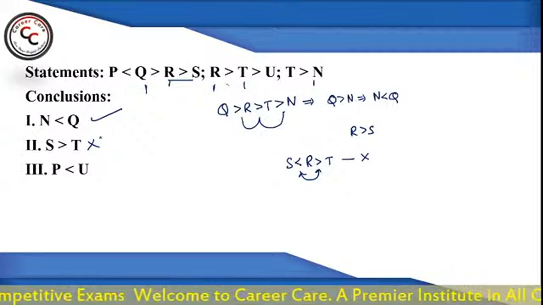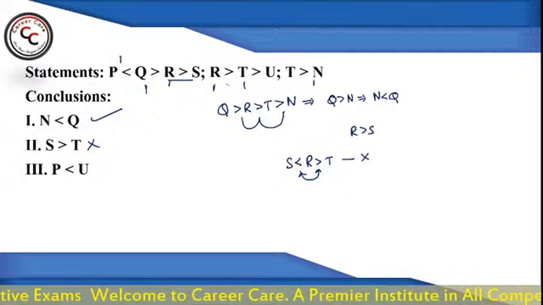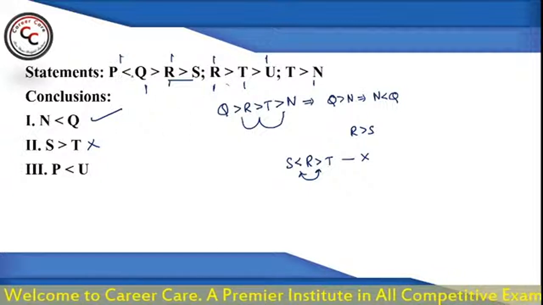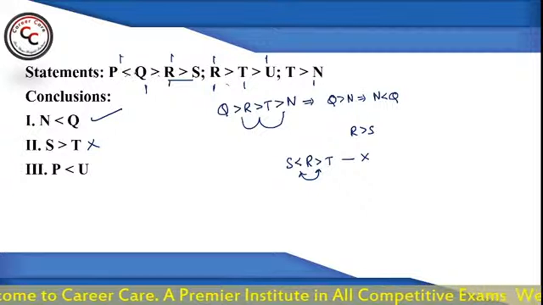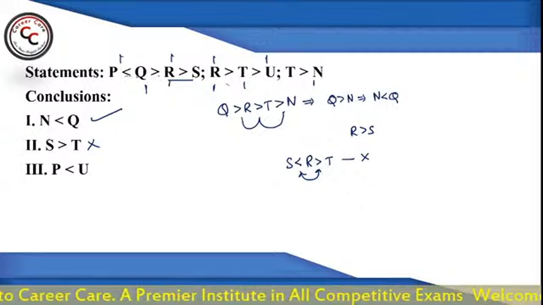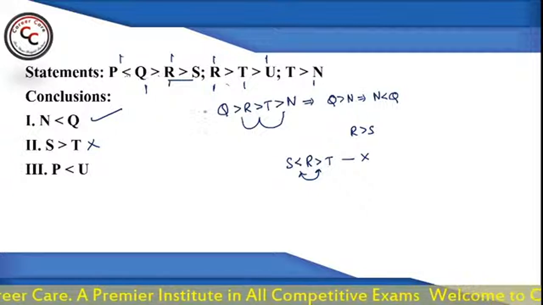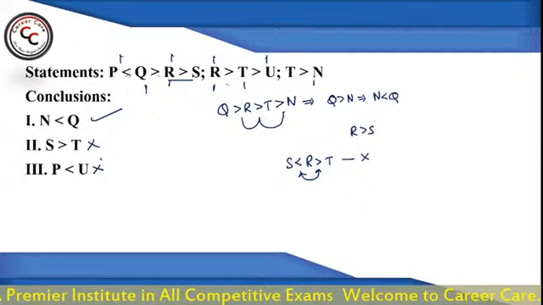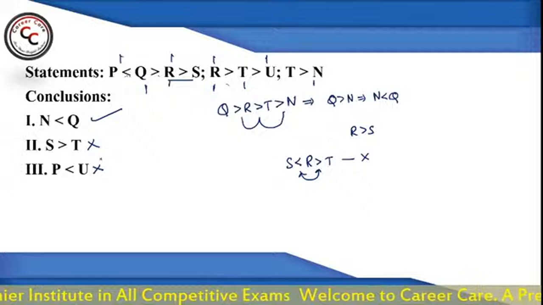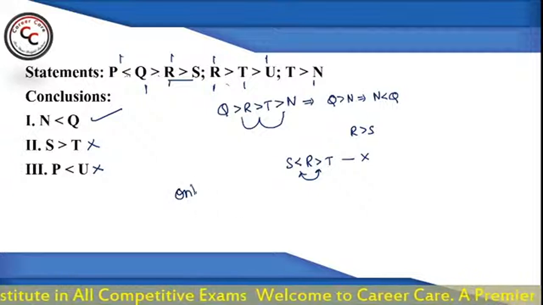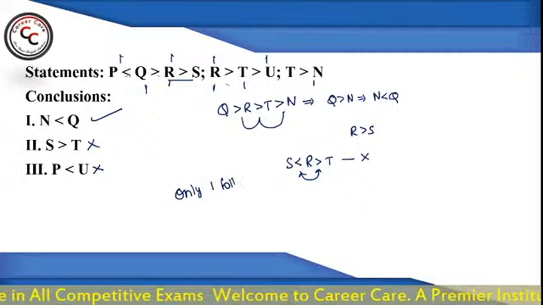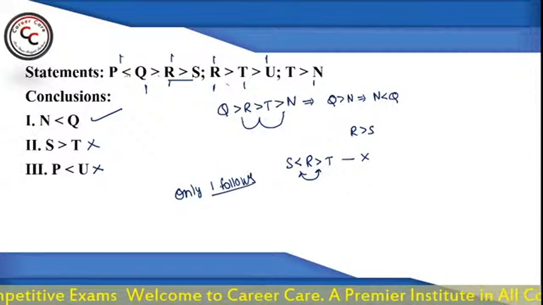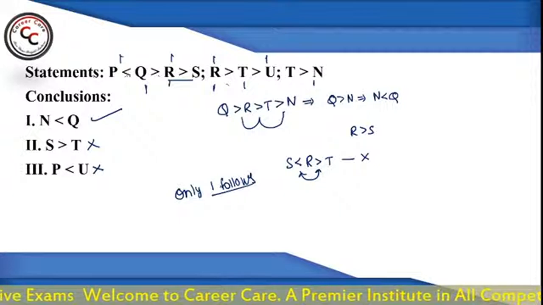Similarly, P, U. P is connected with R. R is connected with U. So what is the relation between P and R? In between P and R, the symbols are opposite in nature, less than and greater than. So you cannot connect forward. So that's why conclusion number 3 will also be false. Right? So ultimately, our answer for this particular question is only one follows. As simple as that. Okay? So I hope this question is also clear to you.